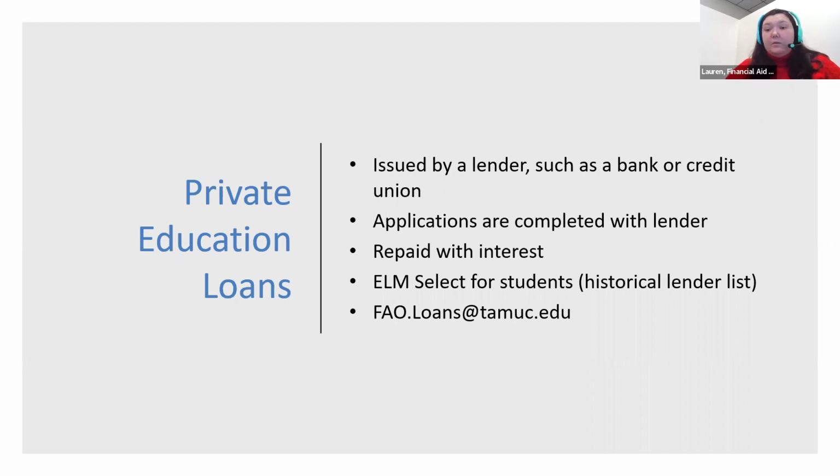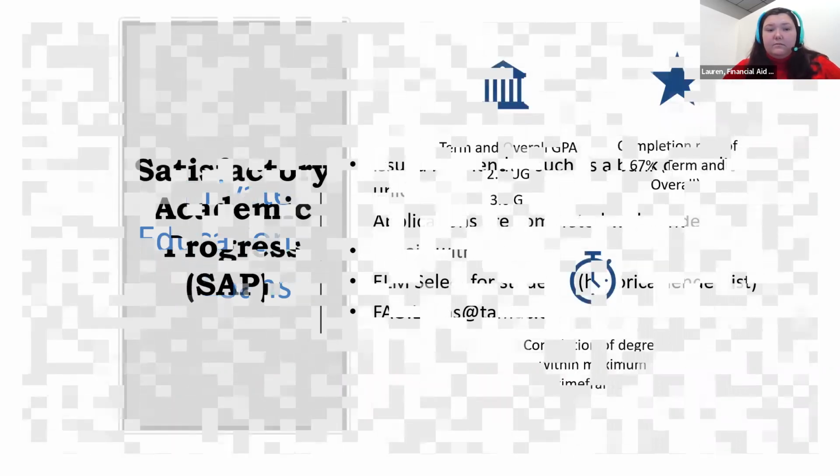Something to keep in mind is that we don't encourage certain lenders. We don't have agreements with certain lenders. We just encourage you to find a private education loan on your own, since it is outside of our institution. If you have any questions about private education loans, the best place to email us is fao.loans@tamuc.edu. This will go straight to our loans team, and we'll be able to assist you with the questions that you have concerning loans.